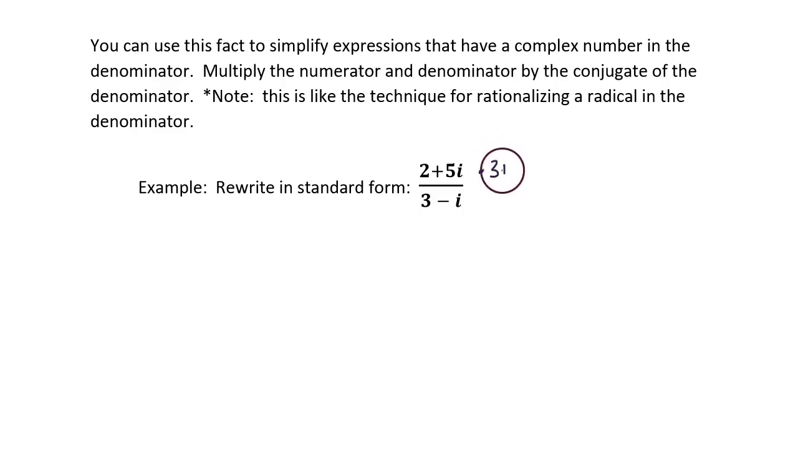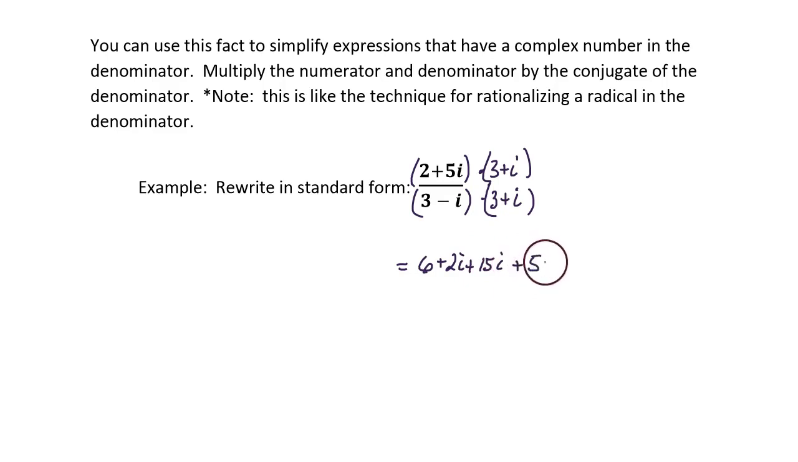Let's times the top by 3 plus i and times the bottom by 3 plus i. 3 plus i is the conjugate of the 3 minus i. Let's use FOIL in the top. 2 times 3 is 6. The outer product is 2i. The inner product is 15i. And then we have 5i squared.